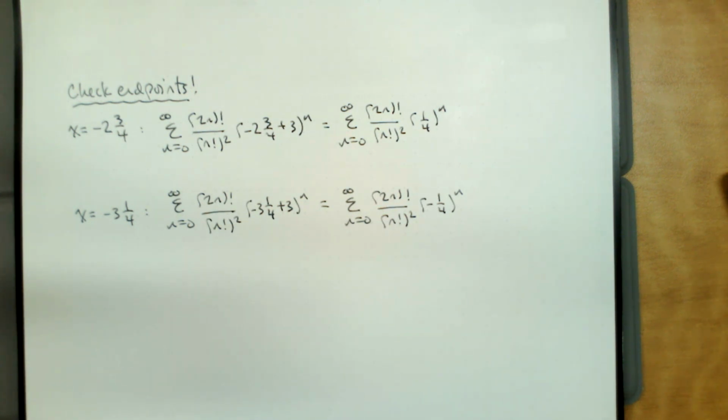In both of these cases, the limit from the ratio test is going to give us a 1. We're getting a 1/4 from the exponential part and a 4 from the 2n factorial over n factorial squared.